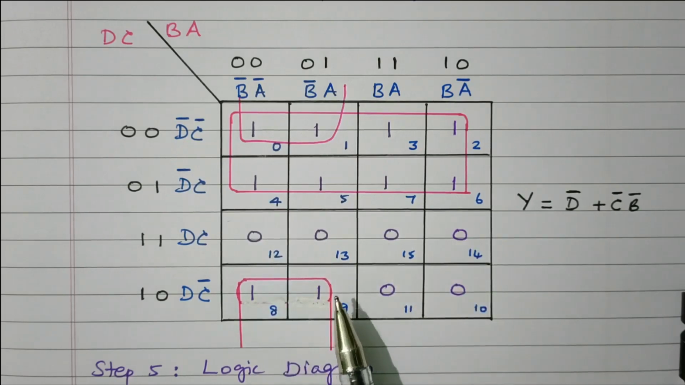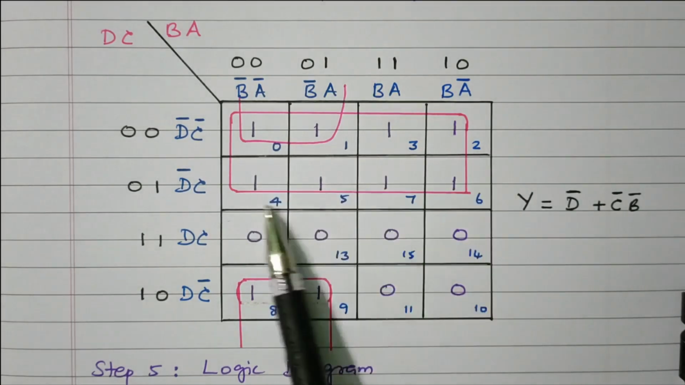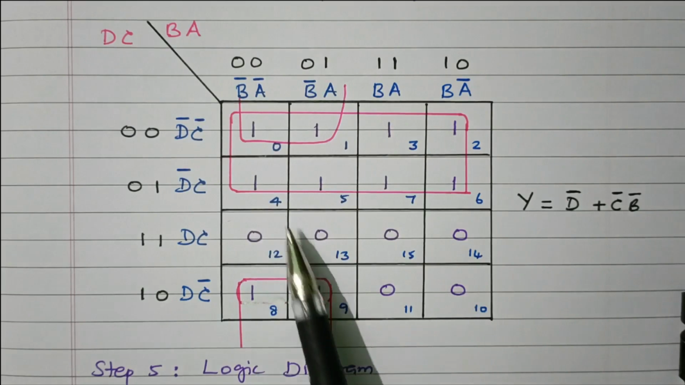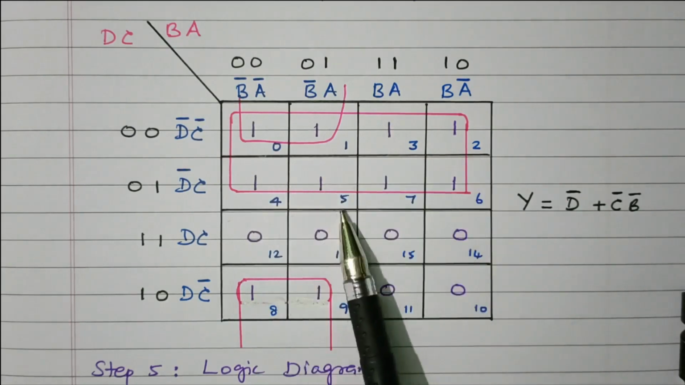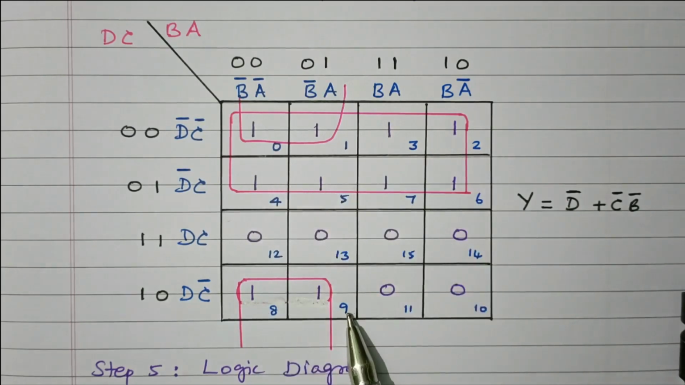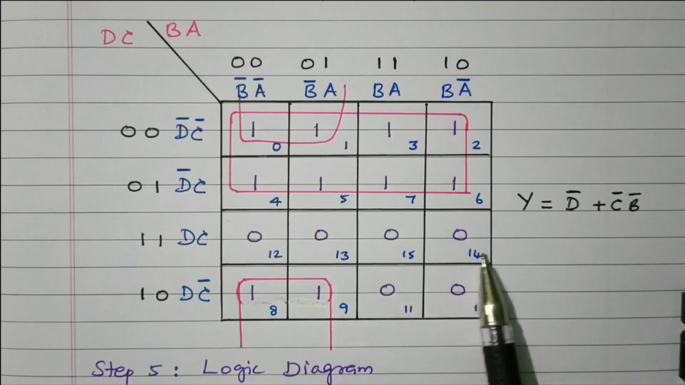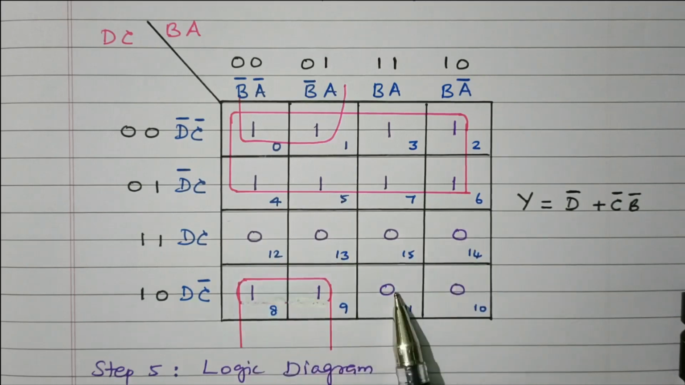So by using the min terms, we can easily put the 1 as logic high in this K map: 0, 1, 2, 3, 4, 5, 6, 7, 8, 9. So totally 10 outputs are needed, and they are marked as 1. 10, 11, 12, 13, 14, 15 are not needed. These 6 entries are marked as 0. Now we need to group the cells in order to identify the logical expression.